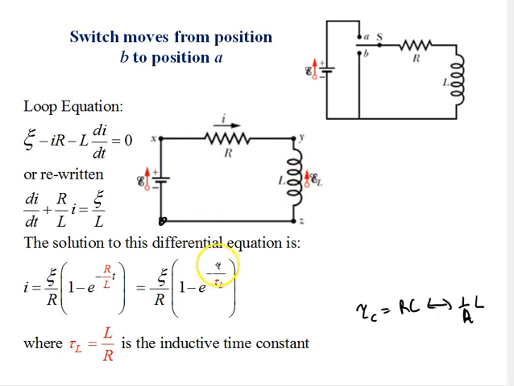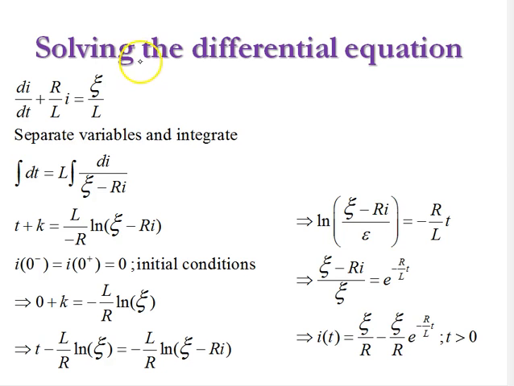As time goes to infinity, t is our variable here. As time gets very, very large, e to the negative something very large becomes 0, and so we end up with just our current being E over R, so our inductor looks like a short circuit. If time is 0, e to the 0 is 1, and our current is 0, and our inductor looks like an open circuit. Solving this differential equation, we can use separation of variables.